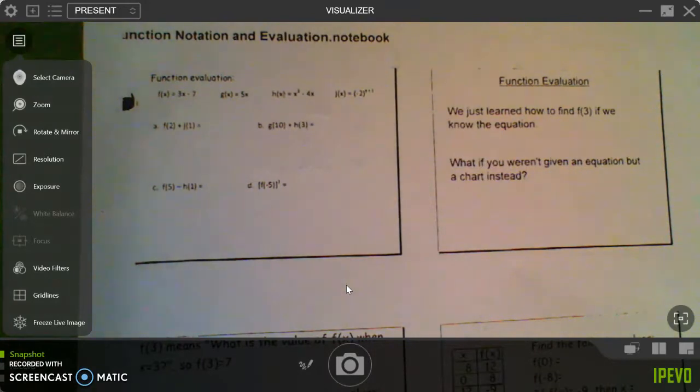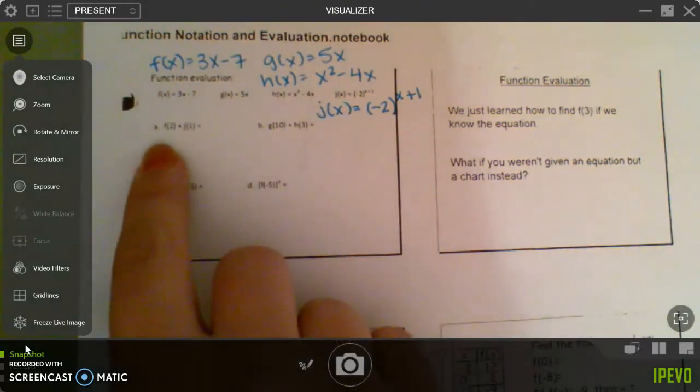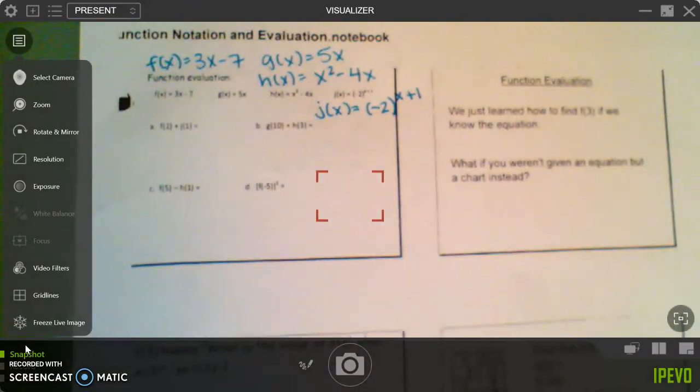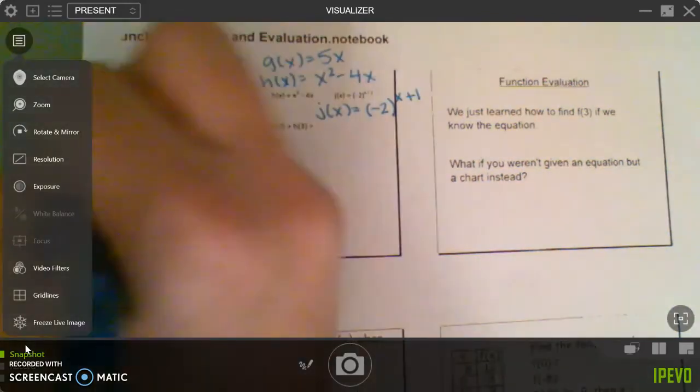Okay, so for the next section, I'm going to go ahead and rewrite f, g, h, and j so we can see them better. So those are the 4 functions we're going to use for these problems. We're going to do a and c. So on a, it says f of 2 plus j of 1. So on a, we're going to separate this into 2 problems. We're going to first find the f of 2, and then we're going to find the j of 1.